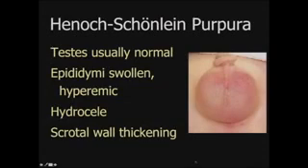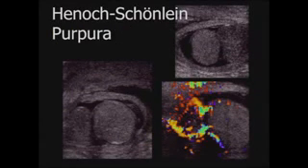The testes are usually always normal, but the epididymi will be swollen and hyperemic. There's often a hydrocele and some very severe scrotal wall thickening due to the skin small vessel vasculitis. So again, here's a child with tremendous thickening of the scrotal skin, even a little bit of fluid, completely normal testes, but tremendous inflammatory changes within the epididymis. And this is a pretty typical pattern.